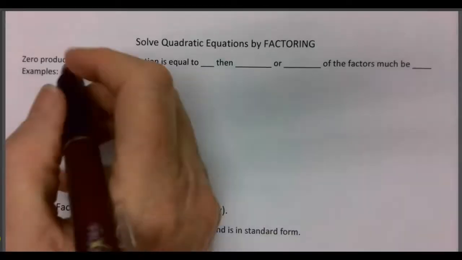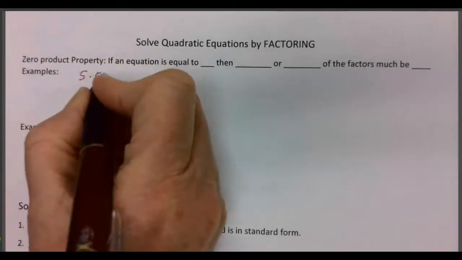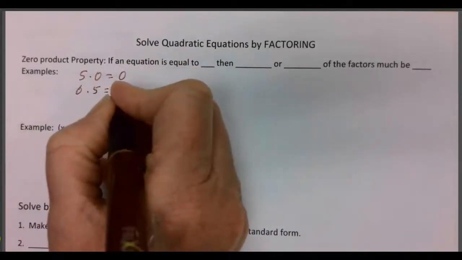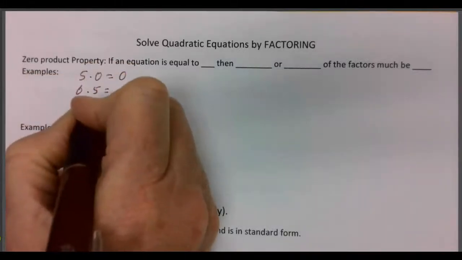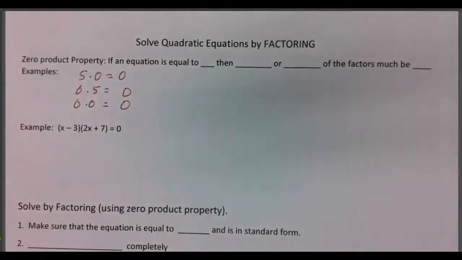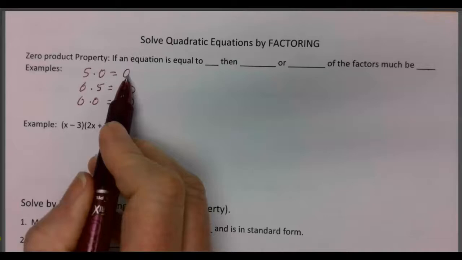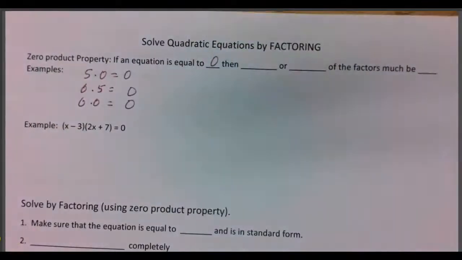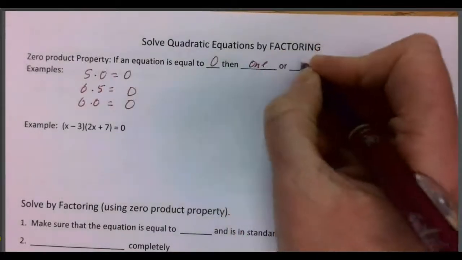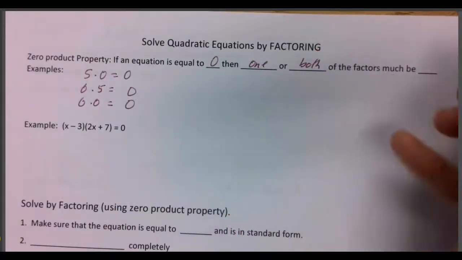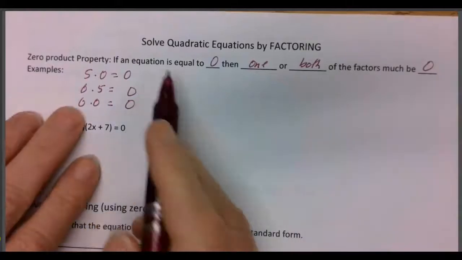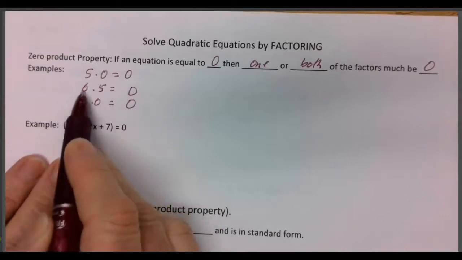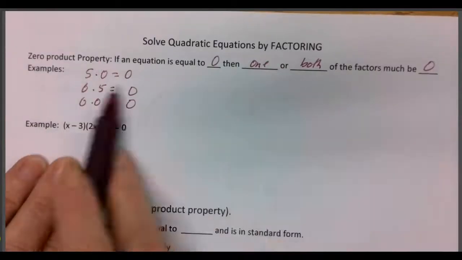Okay, so first off, answer these questions for me. 5 times 0 is equal to 0, right? 0 times 5 is equal to 0. What about 0 times 0? That's also 0, right? Okay, so anything times 0 is going to give you 0. That's what the zero product property is talking about. If an equation is equal to 0, then one or both of the factors must be 0. So if I start off with it equal to 0, that means that one of these has to be 0 or both. We use that in order to solve by factoring.